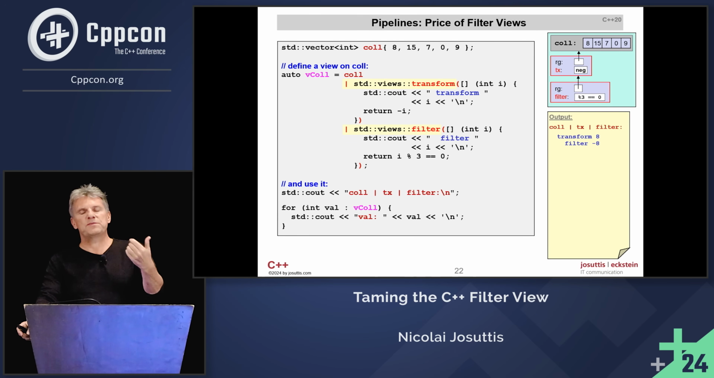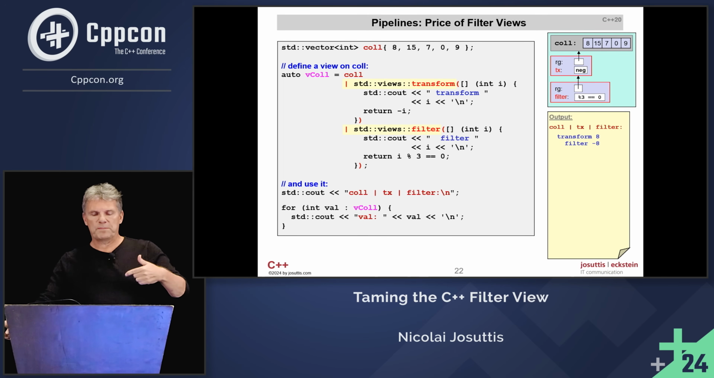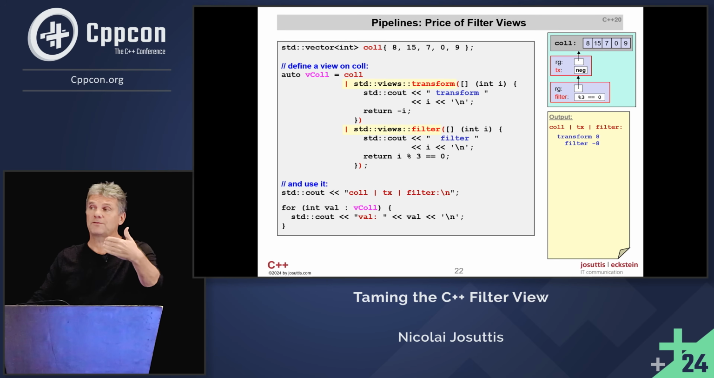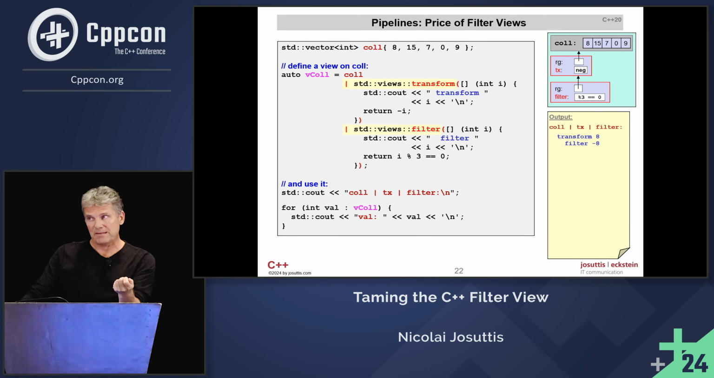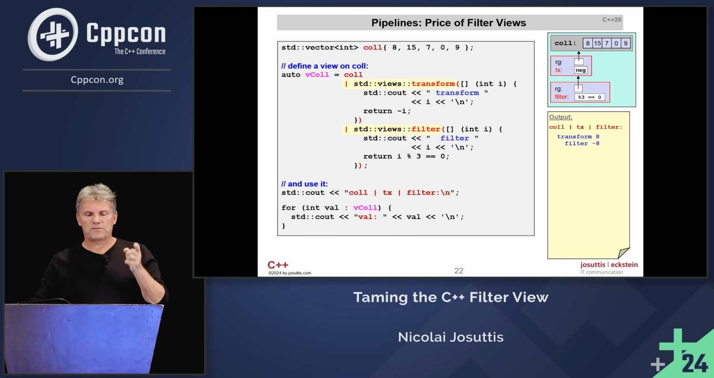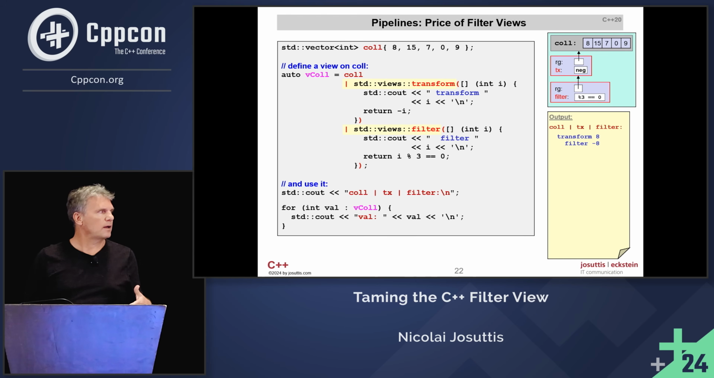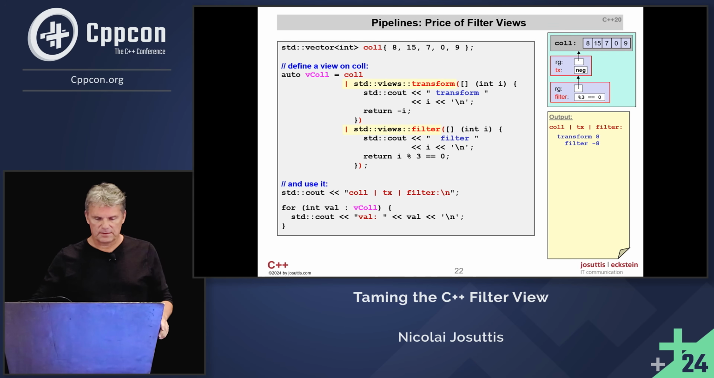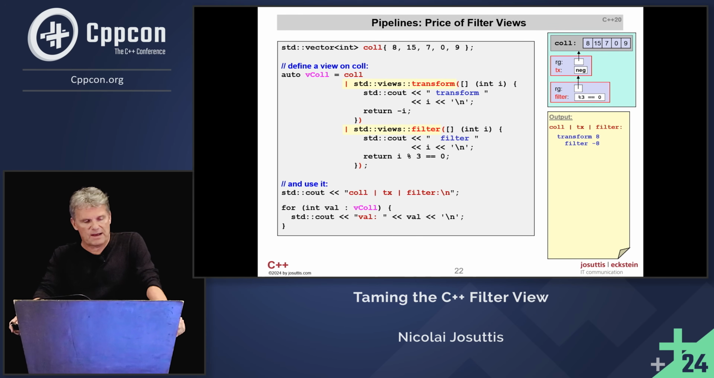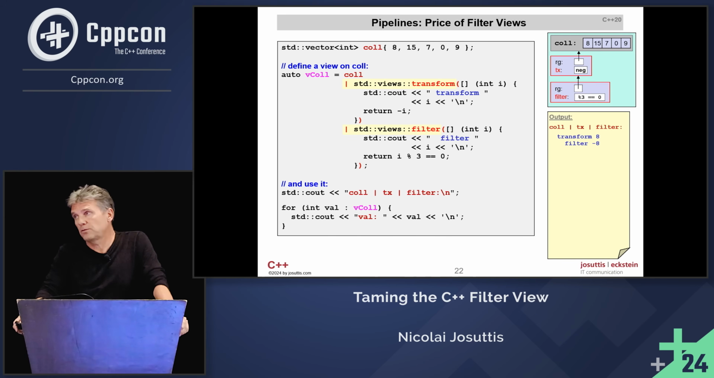The filter says, I need the value. So the filter goes back to transform. Transform asks for the value in the collection, gets the 8, the value, negates it for the filter. The filter looks at it and says, that's not less. Then that's not something I want to have. That's not a multiple of 3, what I'm looking for here.